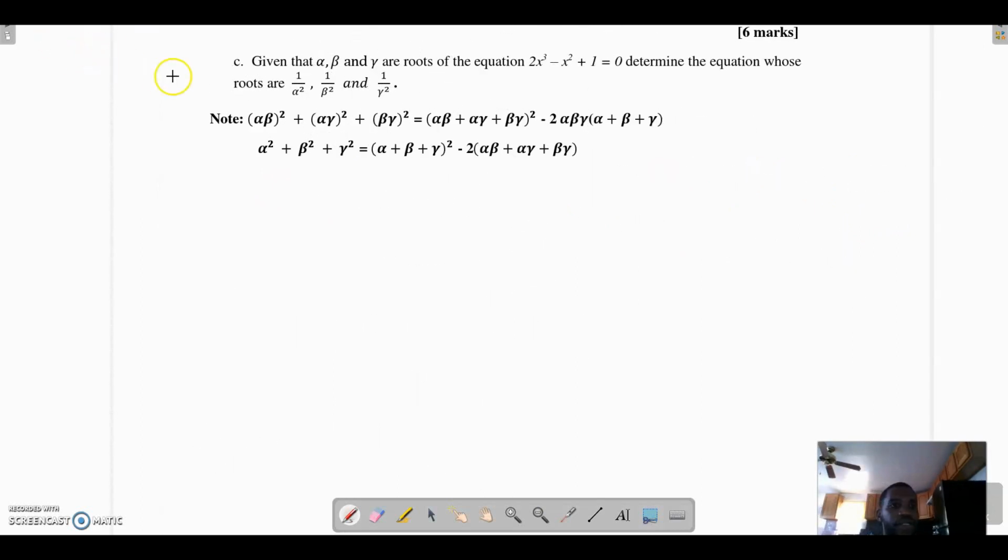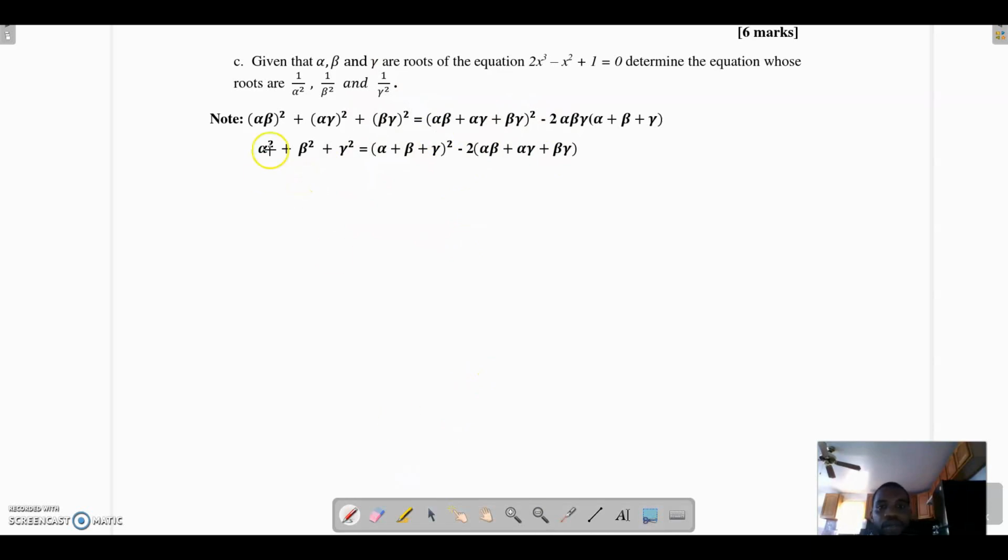Alright, we'll move into the last question that says, given that alpha, beta, and gamma are roots of the equation 2x cubed minus x squared plus 1 equals 0, determine the equation whose roots are 1 over alpha squared, 1 over beta squared, 1 over gamma squared. Now, before I even get into the whole thing, note that I gave you some information that can be useful.